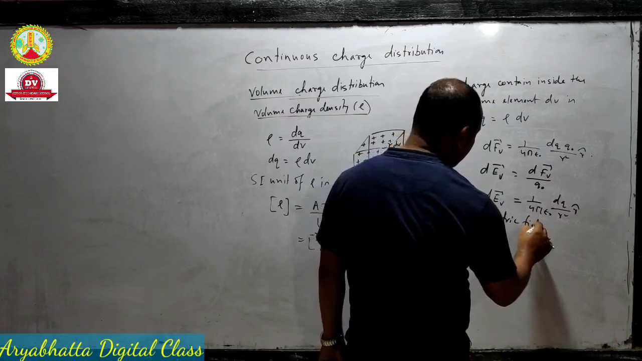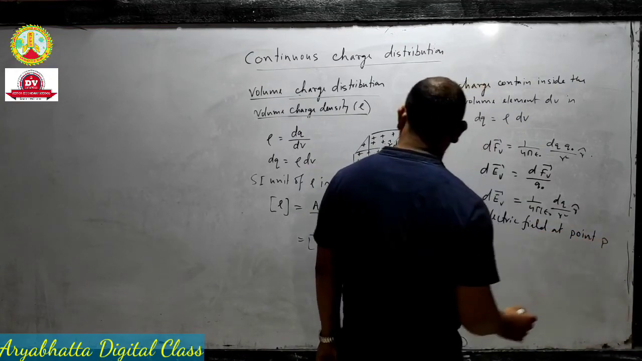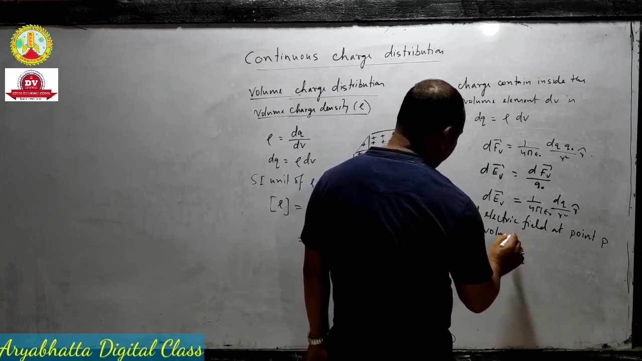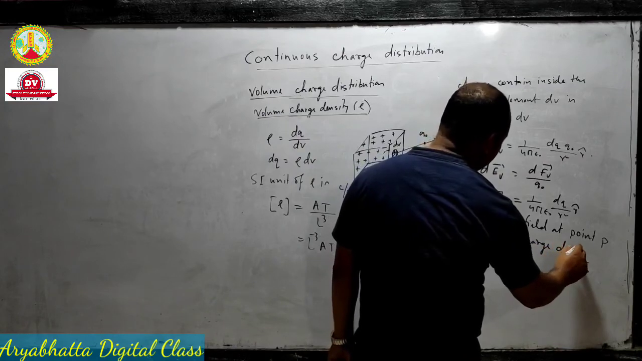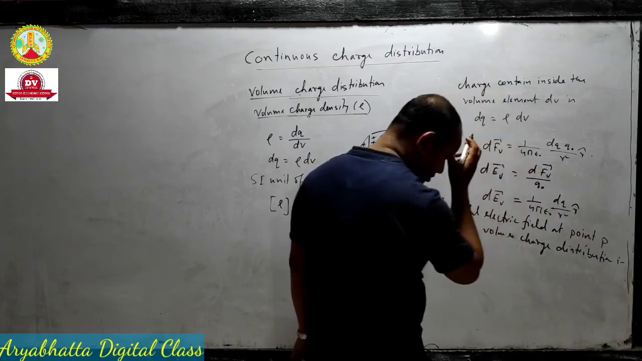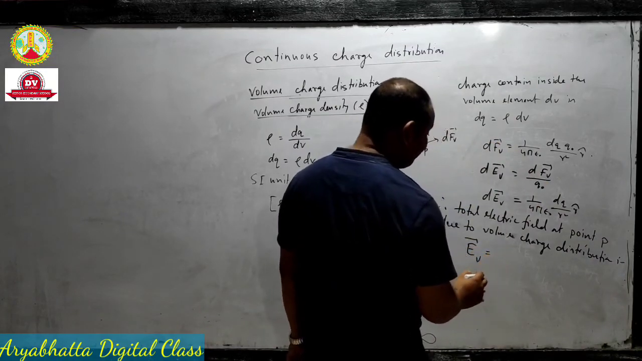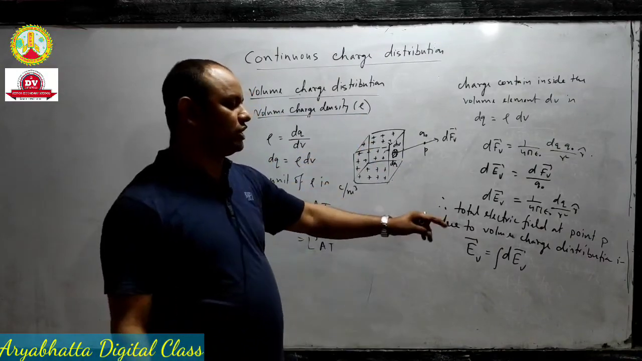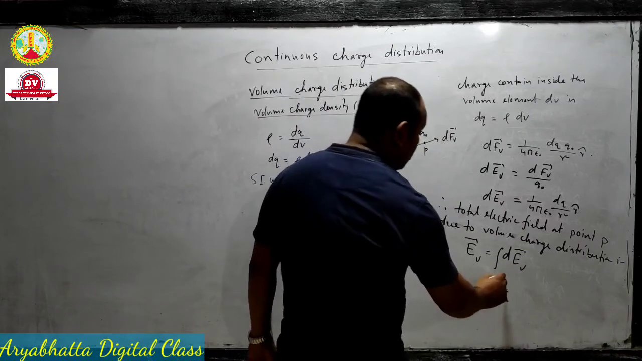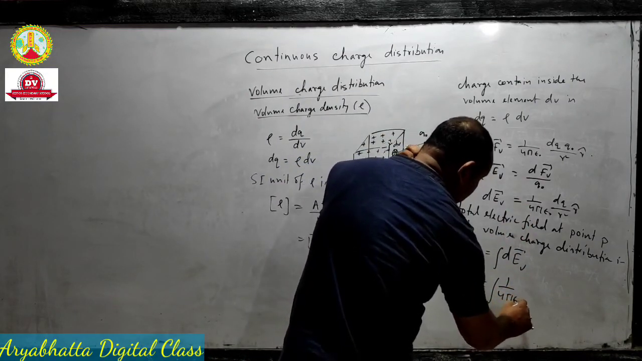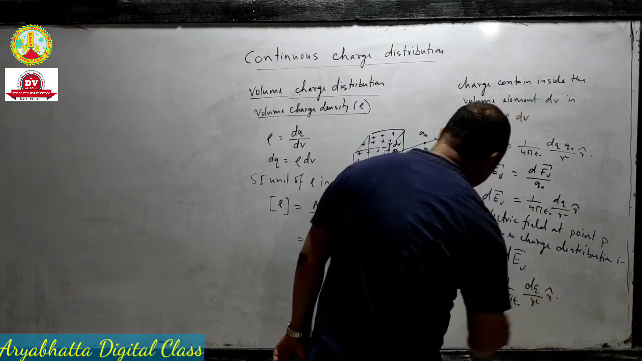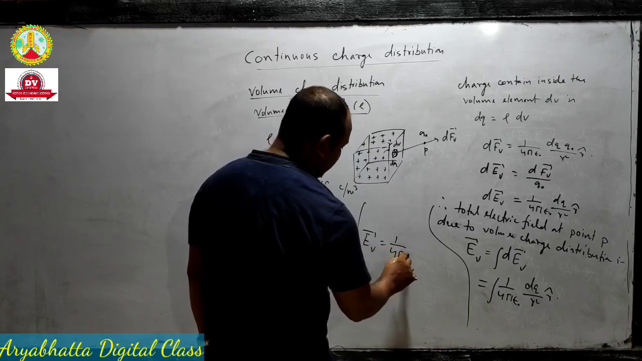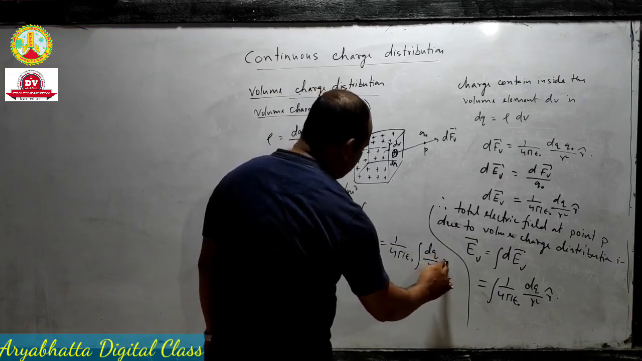at point P due to the volume charge distribution is Ev equal to integration dEv. The total electric field due to the entire volume will be equal to integration dEv, where dEv means 1 by 4 pi epsilon naught dq by r square r cap. So Ev is 1 by 4 pi epsilon naught integration dq by r square r cap.